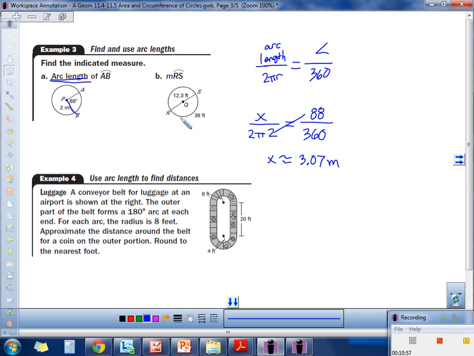Now we need to do this other one. Part B is very similar. I'll give you a little bit of time. See what you can do on that one on your own.